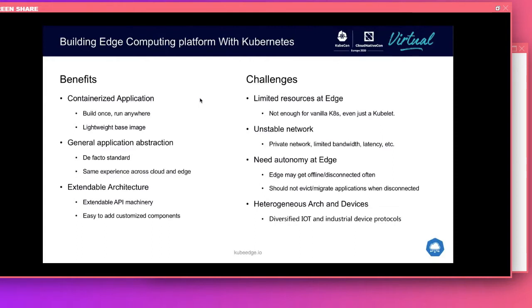Also on the edge, we know that the edge nodes have very different architectures. Some are based on ARM, and some are based on x86. And especially for the IoT devices and the industrial devices, they are very different devices, and they also have very different device protocols. So for the end users, if they want to develop applications on the edge, they need to deal with multiple different device protocols. It adds complexity to developing an application.